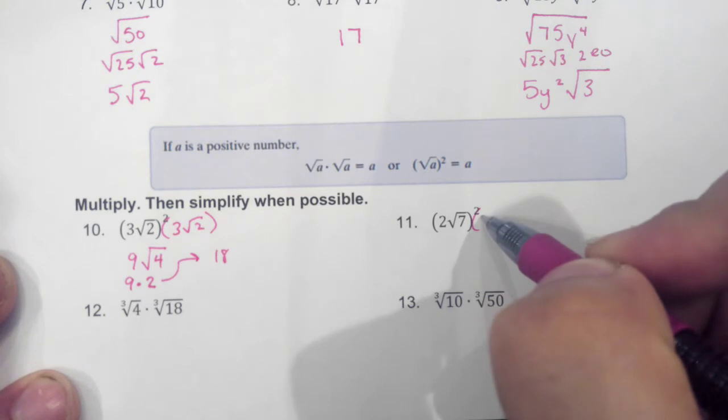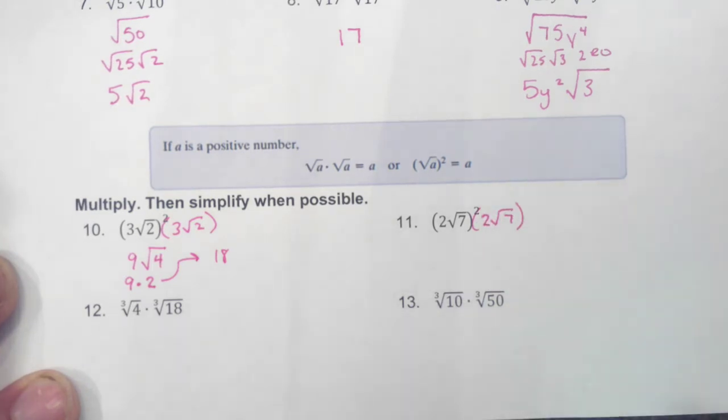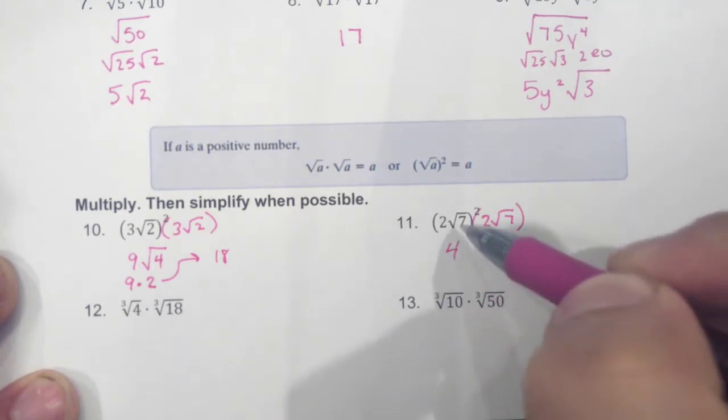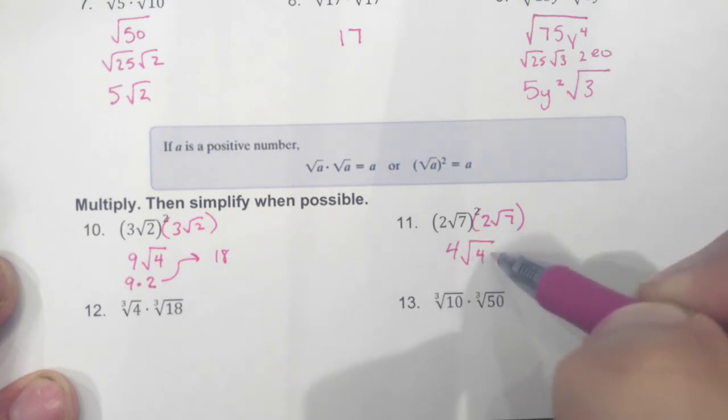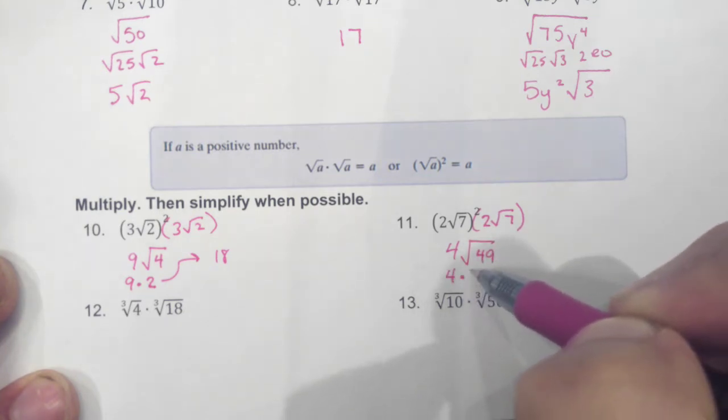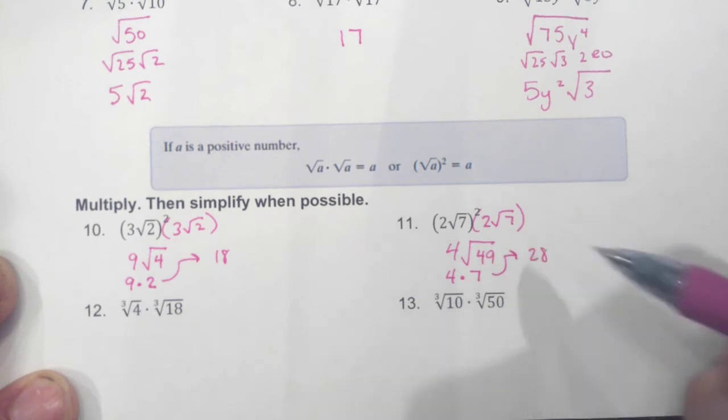Number 11. 2 square roots of 7 squared means 2 square roots of 7 times 2 square roots of 7. So 2 times 2 is 4. The square root of 7 times the square root of 7 is the square root of 49. So it's really 4 times 7. That's 28.